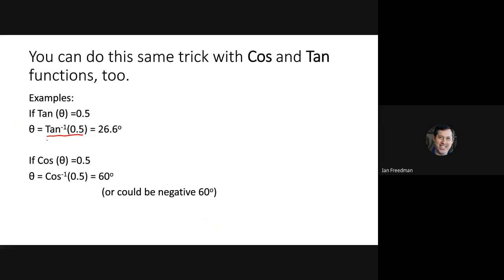And again, with cosine of theta is 0.5, theta is going to be the inverse cosine of 0.5. Put it in your calculator, you get 60 degrees. You can also get negative 60, but just think logically and you can usually get your positive there, or make sense of what it means if it is negative.